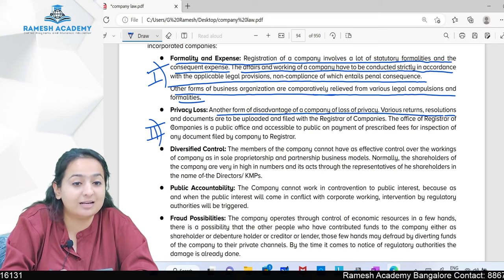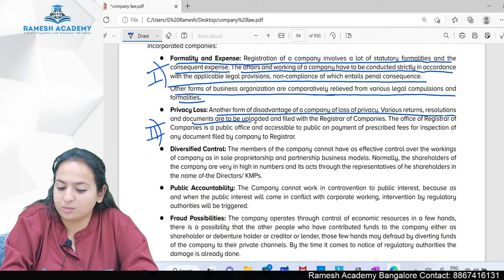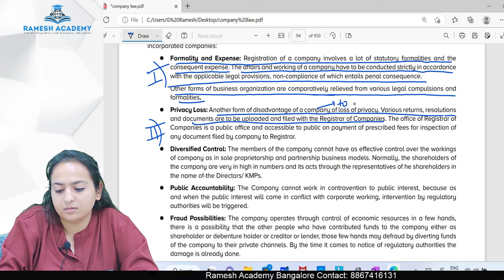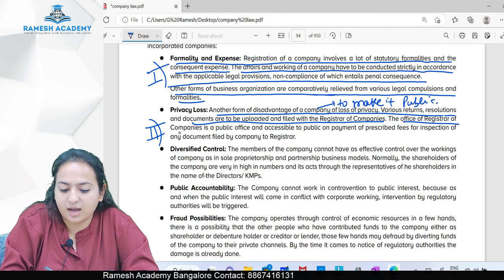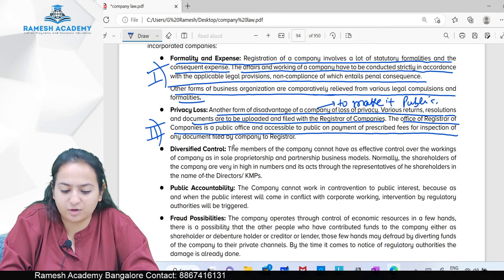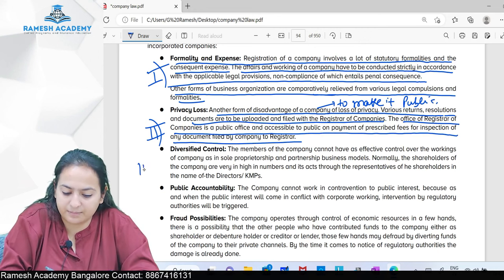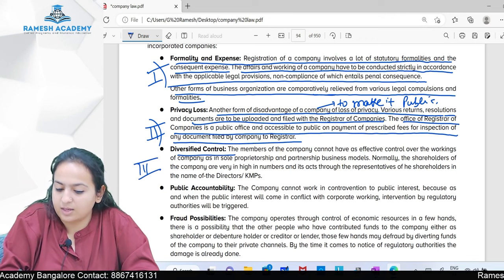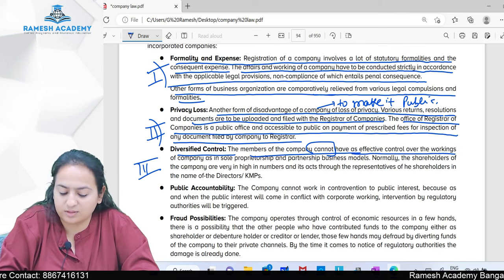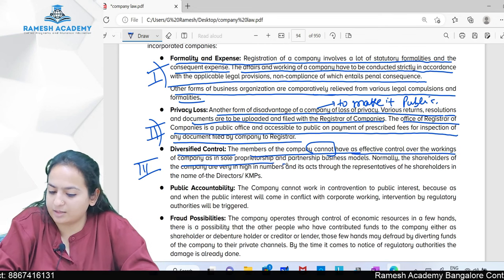Various returns, resolutions and documents are to be uploaded and filed with the ROC to make them public. The office of the Registrar of Companies is a public office, accessible to the public on payment of the prescribed fees for inspection of any document filed by the company. Third is diversified control. Members of the company cannot have as effective control over the workings of the company as in a sole proprietorship and partnership.